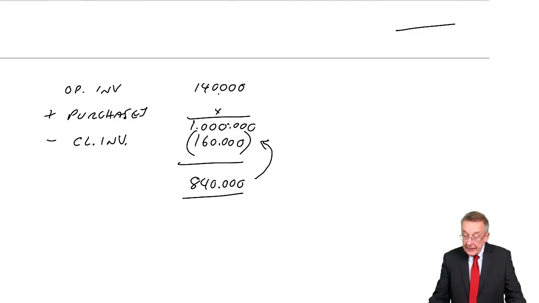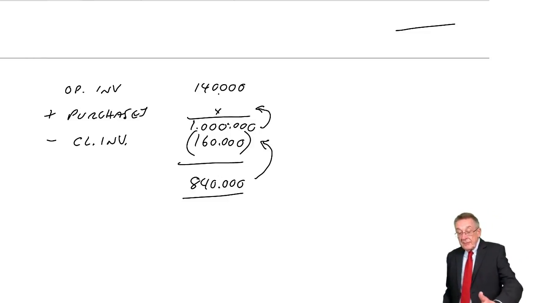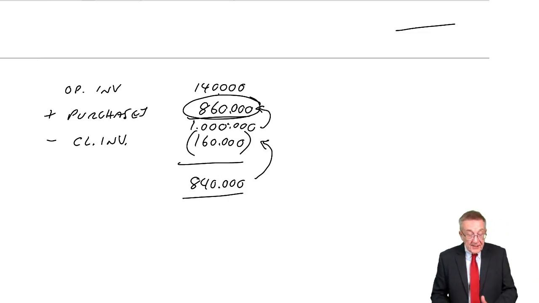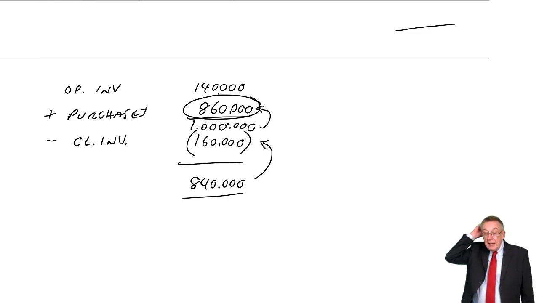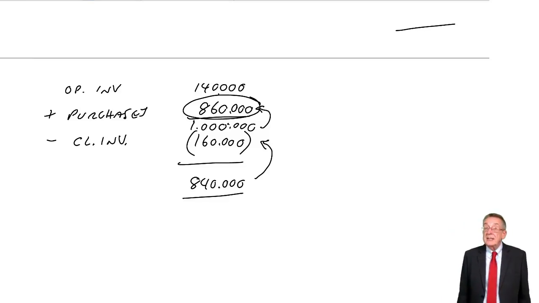840 plus 160, that's 1,000,000, is the opening inventory plus the purchases, so the purchases must be the difference, which is 860,000. It's the missing figure. The purchases must have been 860, so the cost of sales, opening inventory plus purchases less closing inventory, did come to 840.